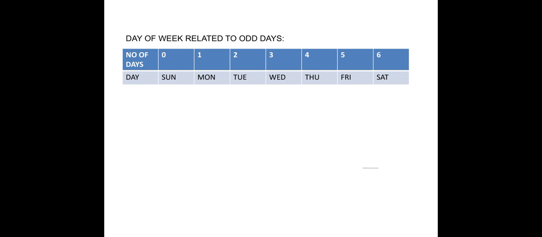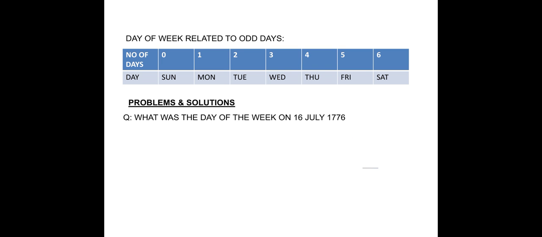If we find the odd day, which day we need to take, you can see from here. If the number of odd days comes as 0, Sunday. If it is 1, Monday. If it is 2, Tuesday. 3, Wednesday. 4, Thursday. 5, Friday. 6 is Saturday. So going to a problem, we will see one problem.